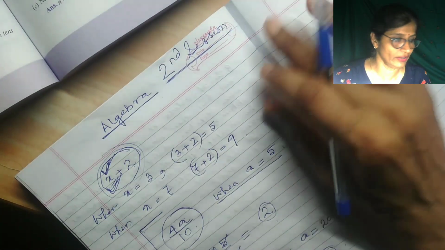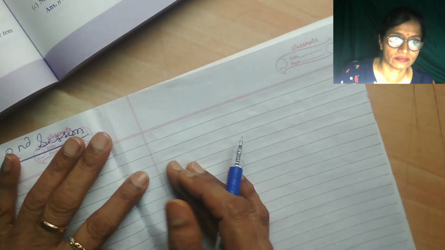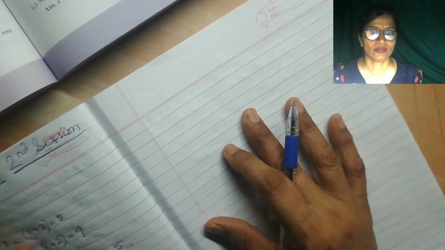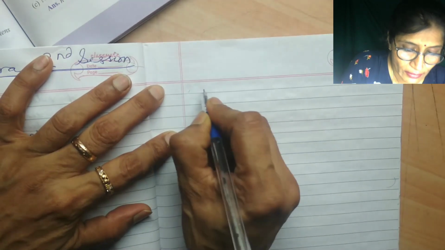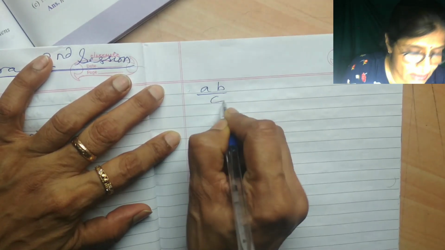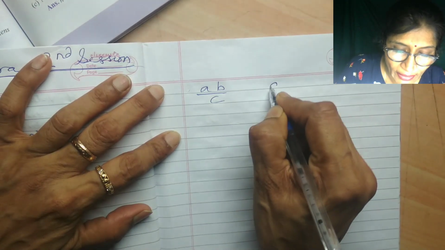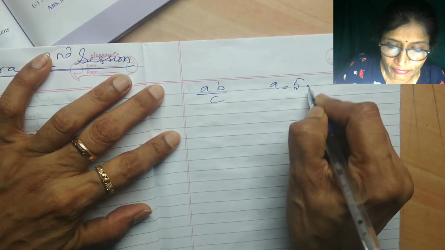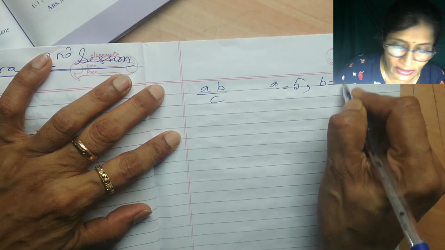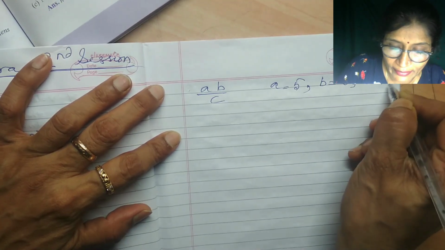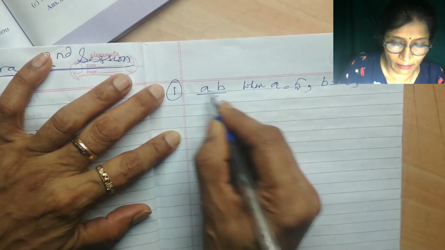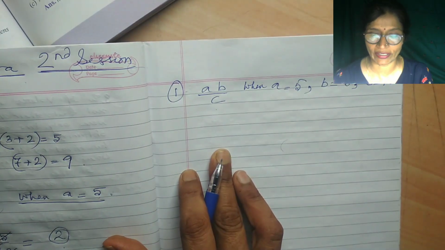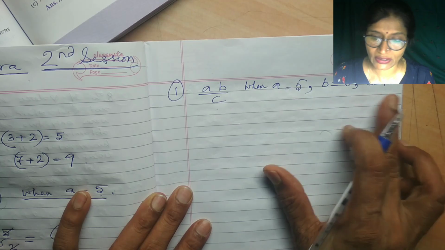Now suppose this is given: ab divided by c, you have to find it out. Find the value of this. And you are given that a is 5, b is equal to 6, and c is equal to 10. What do you have to do? You have to find out the value of this ab by c when a is equal to 5, b is equal to 6, c is equal to 10.